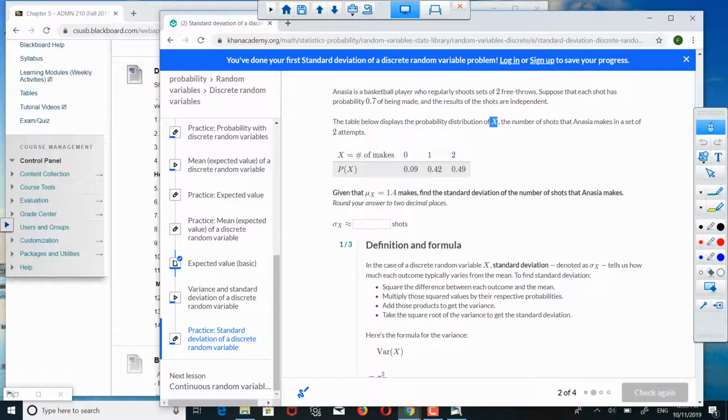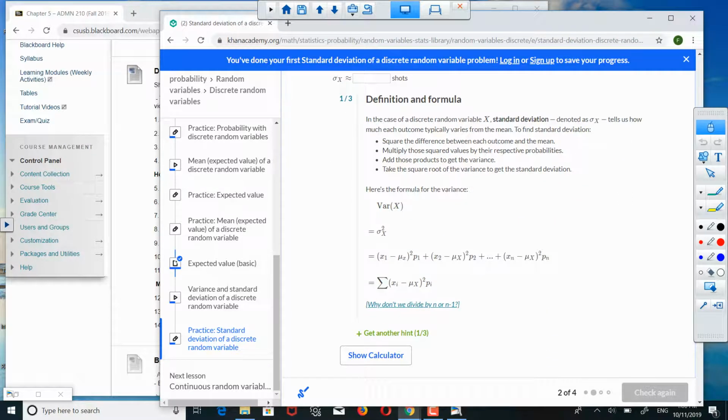So this is the table, right? And the question asks you to find the standard deviation of the random variable x, x being the number of shots that Anastasia makes in a set of 2 attempts. So that's the definition of x. Okay, so first we have to use the formula. To find the standard deviation, we first need to find the variance of the random variable x.